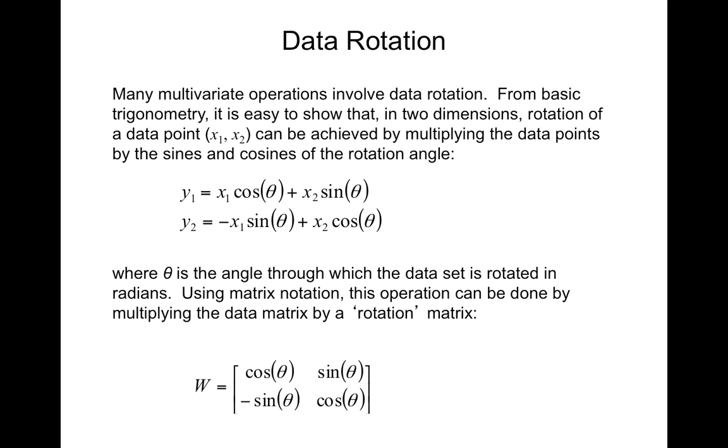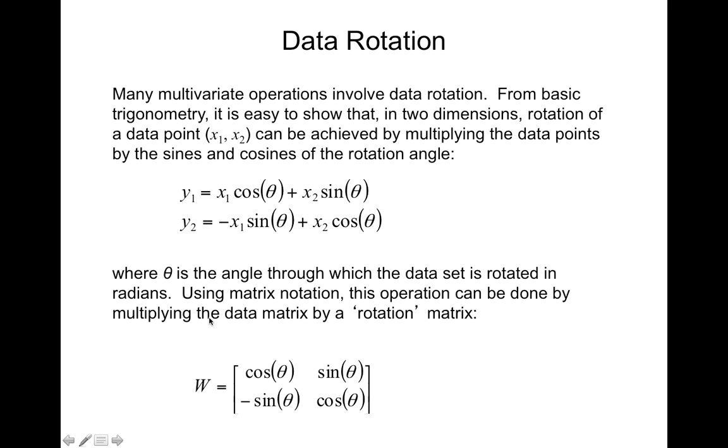Now, this is not uncommon. A lot of multivariate operations involve data rotation. And if we just thought about two dimensions that contain an x1 and an x2, we basically can achieve a circular rotation of angle theta by implementing the following transformation, where we're transforming x1 and x2 into y1 and y2, some new data vectors. If you look at this as a matrix multiplication problem, then the rotation matrix would be the coefficients multiplying x1 and x2. So cosine theta, sine theta, minus sine theta, and cosine theta.